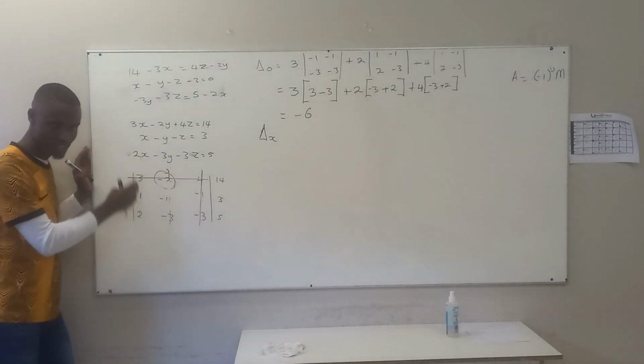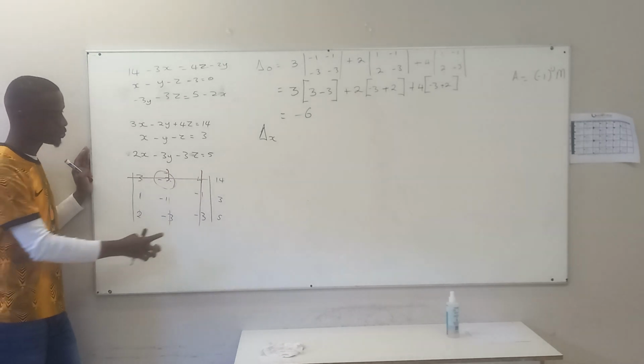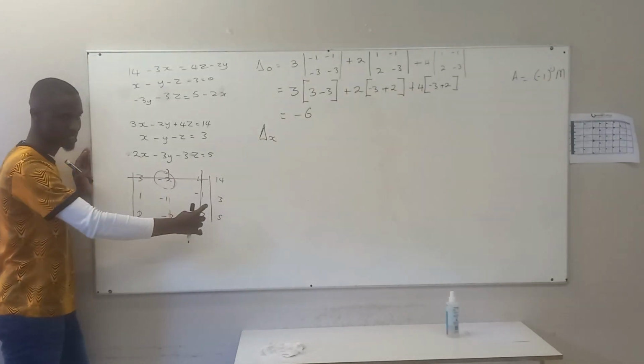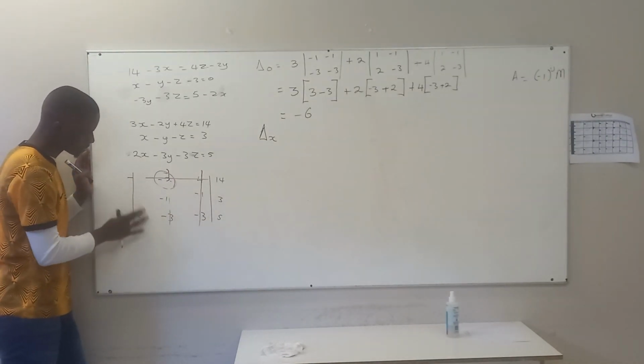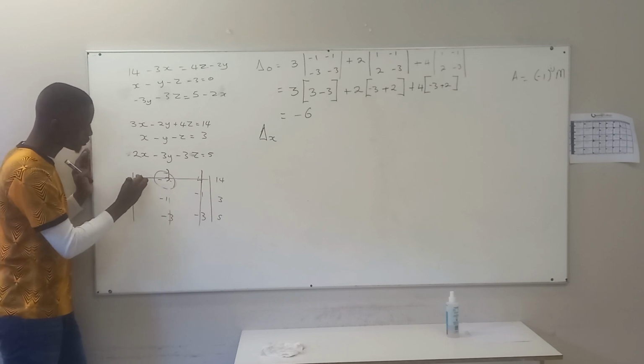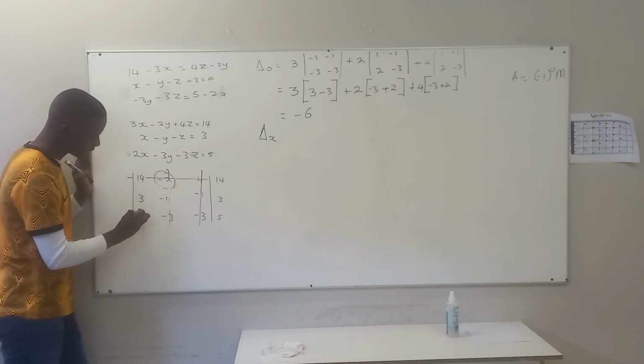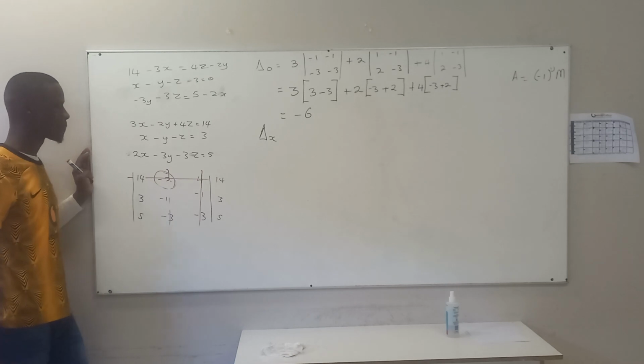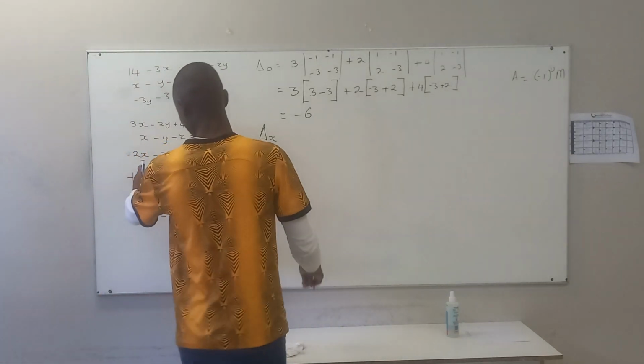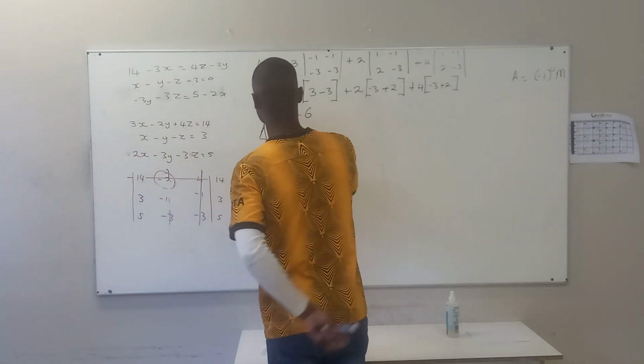All the values of x, you remove them. You substitute them with the constants. So these ones, they're now going out. You'll be left with 14, 3, and 5. Then we now continue. We cross this line and this line, we're going to be having 14.